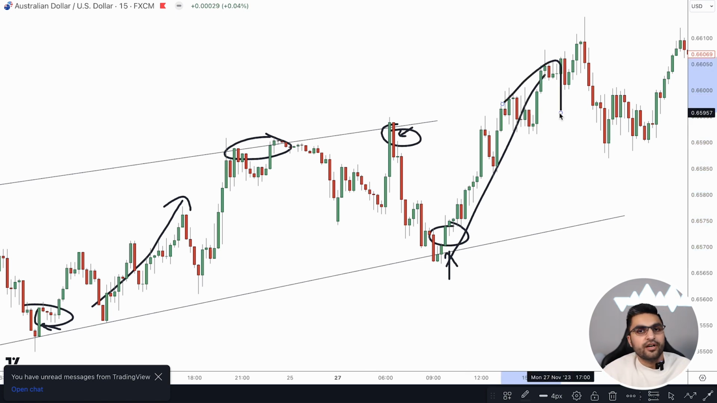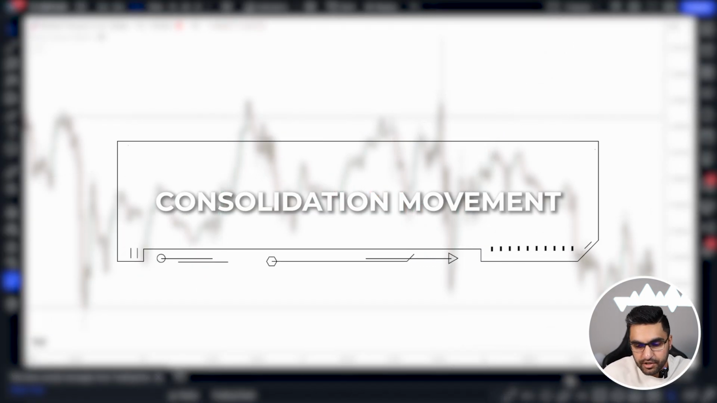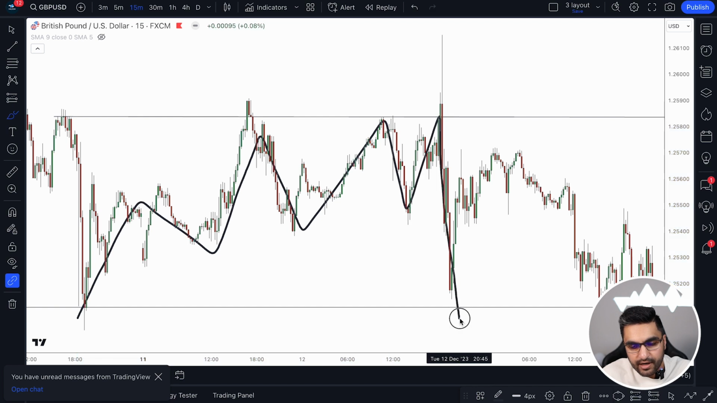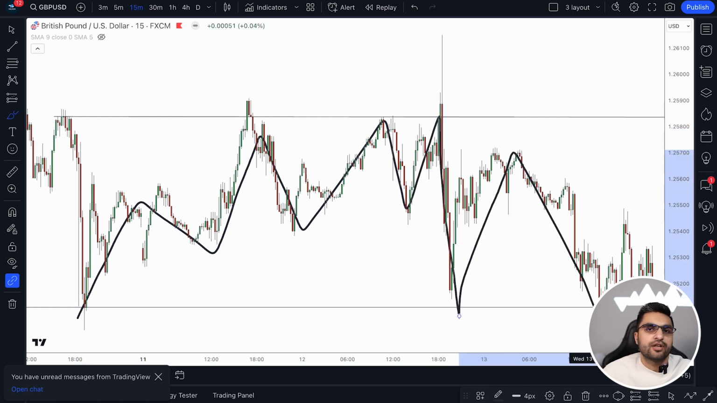Now, as I stated earlier in the video, the market most of the time consolidates, and during that consolidation we can definitely take trades as well. So that's the consolidation movement. The market has been moving inside this range, and whenever it goes to the bottom of the range, it goes to the upside when it gets rejection. Similarly, when it goes to the high of the range, it gets rejection.